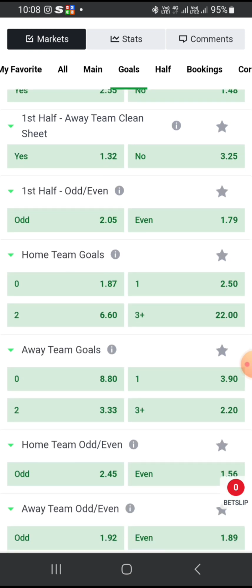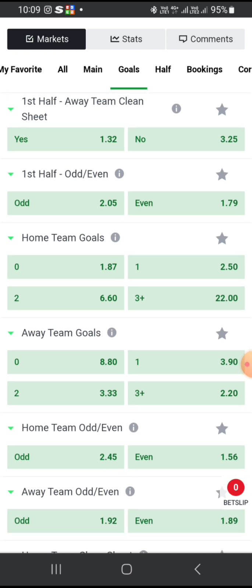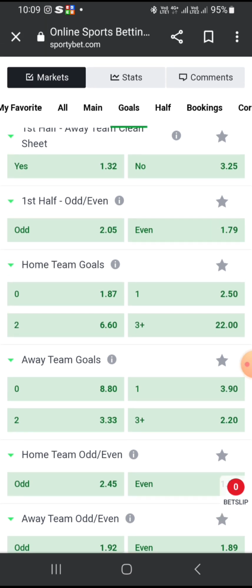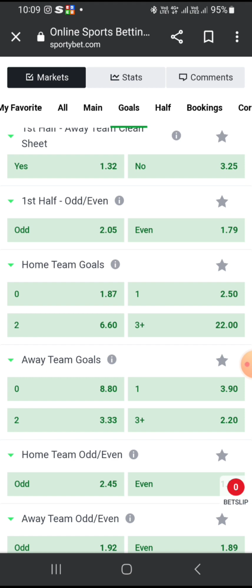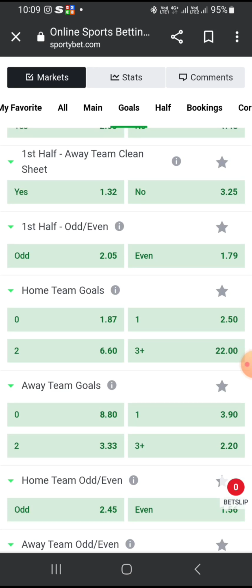Now the other one is home team goals. Home team goals means that if home team can score, you are now concentrating on home team has to be very weak. If you want to play it 0, they have to be very weak, and the away team has to be stronger than the home team. So if the away team is stronger than the home team, this is good. Home team to score 1 or 2, this 1 or 2 means the home team has to be way stronger than the away team. So you can just decide.